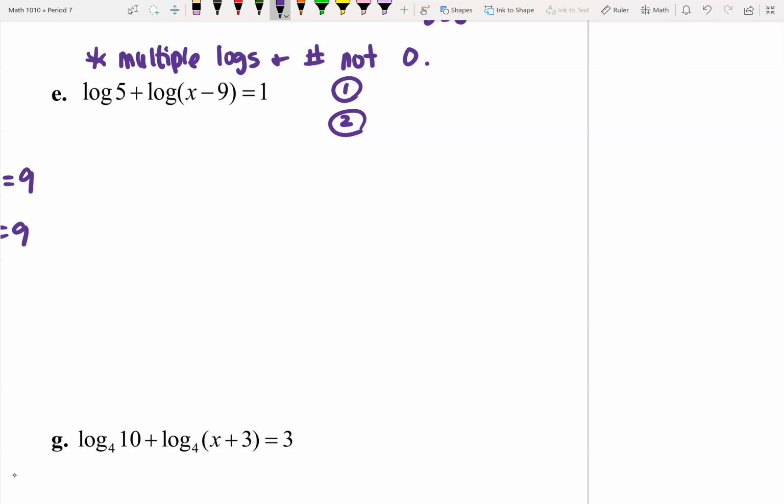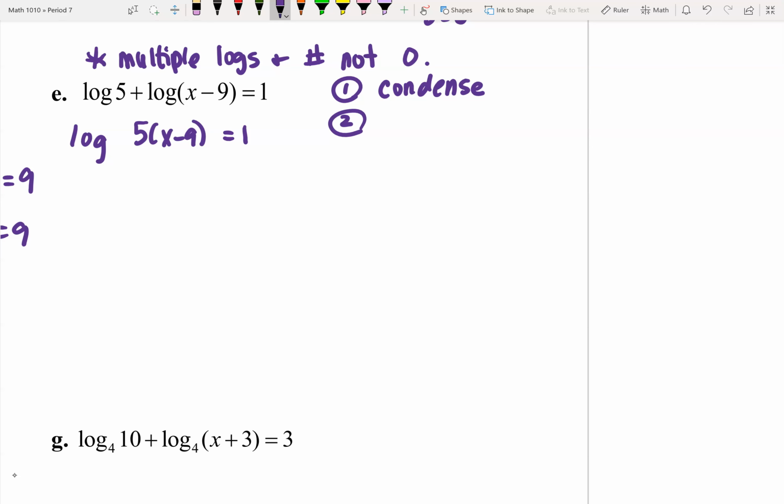Look at the problem and think about what you would do. Moving one of the logs to the other side is not the right answer. That's terrible. Make it so much tougher. What would you do? You're exactly right. Condense. We learned this last time. So if those are added, when you squish them, you do what, everybody? You multiply. So it's 5 times x minus 9 equals 1.